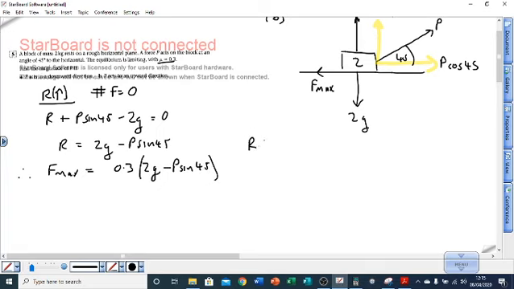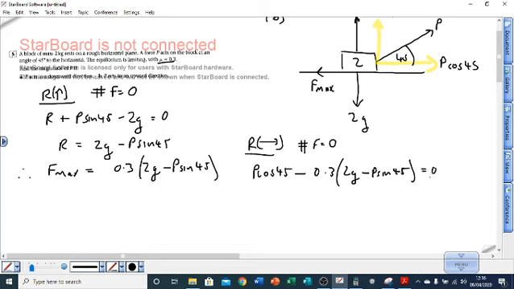That brings us on to resolving horizontally, to the right is positive. Net force is equal to MA, which is 0. My only positive force is my P cos 45, and it is taken away from F max, which is 0.3 times by 2G minus P sin 45. And we know the sum of that is equal to 0. Those are the only two forces horizontally, that and that.